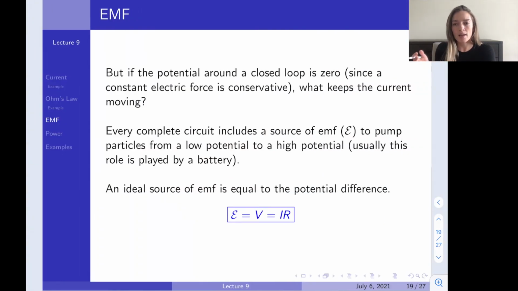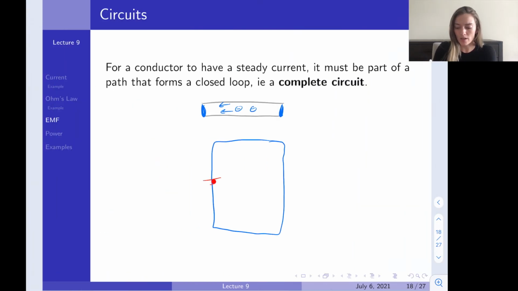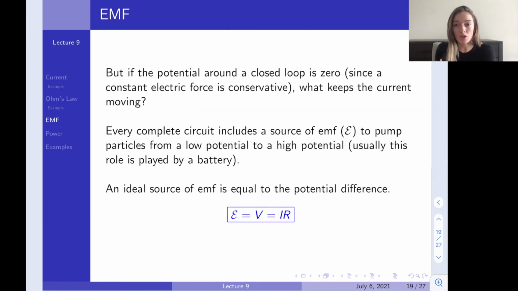So we know that for an electric field, the potential around a closed loop is zero, right? We said that the potential around any closed loop will be zero since the electrostatic force is a conservative force. So that means that when you have your electrons that start here, they go around your circuit, they're going to be back at zero potential once they come back around. So like I said, we need something to keep the current moving, and that is a source of EMF.